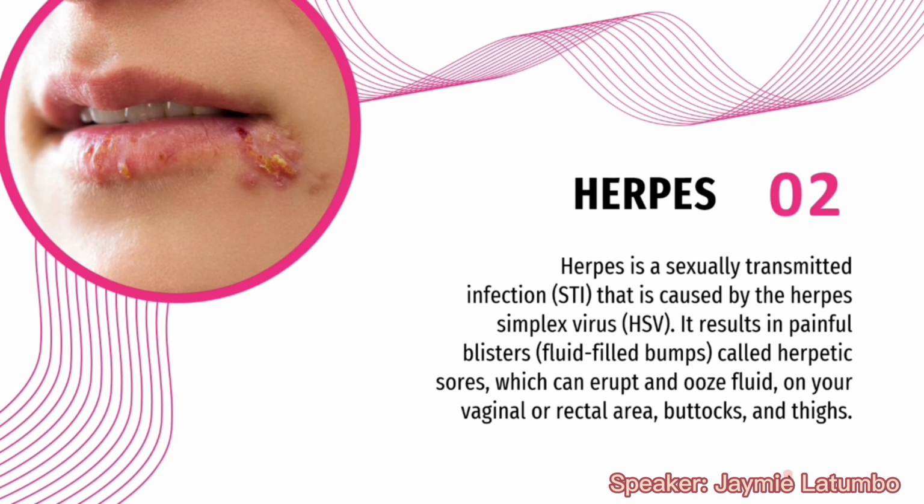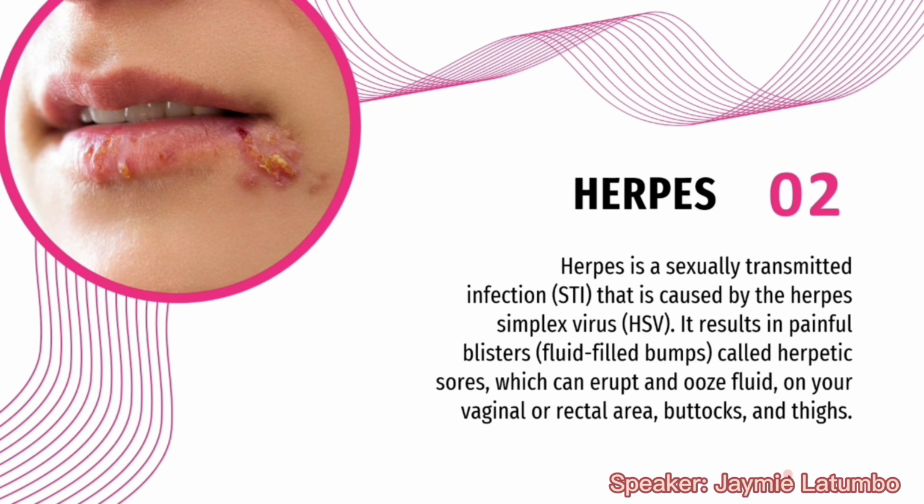The second one is herpes. So herpes is a sexually transmitted infection that is caused by the herpes simplex virus, or HSV. It results in painful blisters called herpetic sores, which can erupt and ooze fluid on your vaginal or rectal area, buttocks, and thighs. So herpes has two types, which are oral and genital herpes.